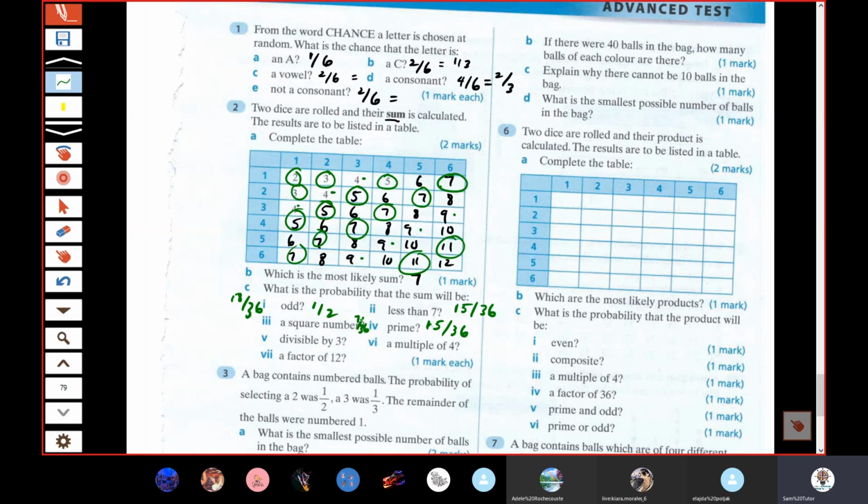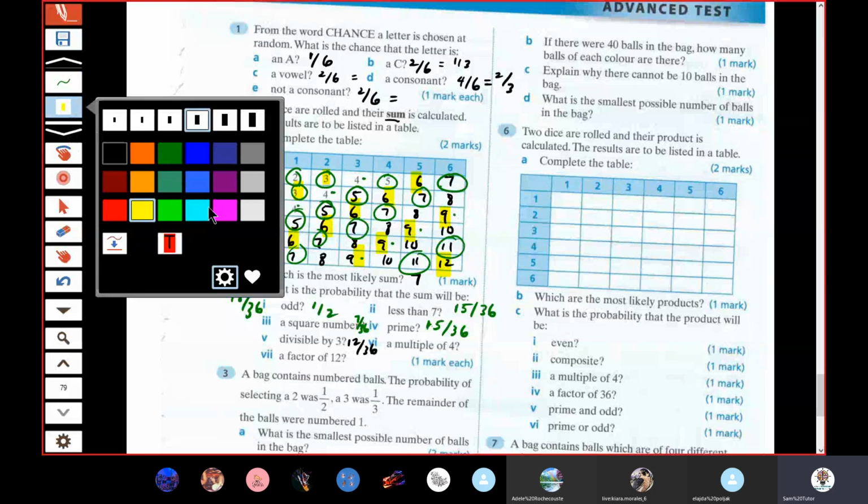Divisible by 3. What's a number that's divisible by 3? Well, that's 3, 6, 9, and of course 12. So how many do we have there? 1, 2, 3, up to 12. 12 out of 36. So you can see it's not that this question is hard, it's just long.